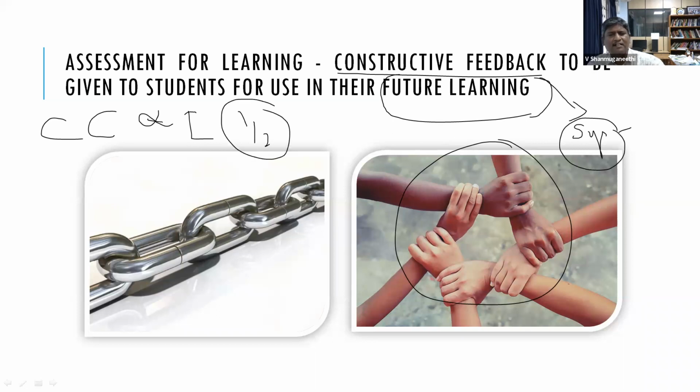So when learning happens, there are a greater number of activities. If I do only one activity that delivers the content, that will not impact learning much. If I have a greater number of activities, those activities strengthen the student learning. That is what is called assessment for learning.